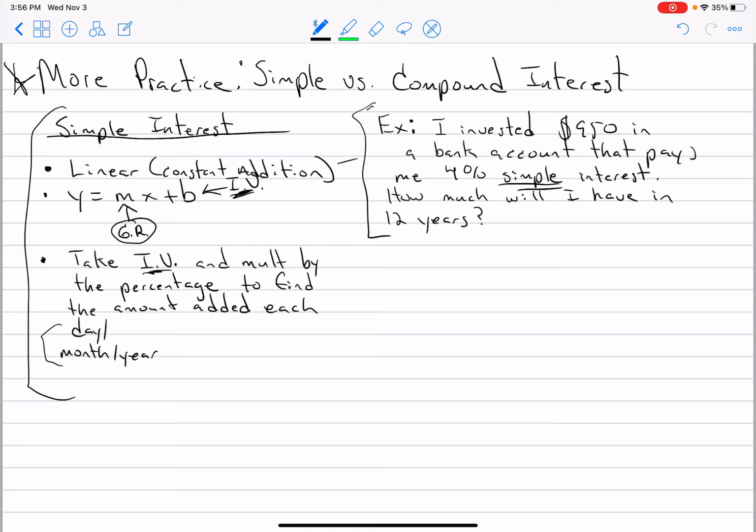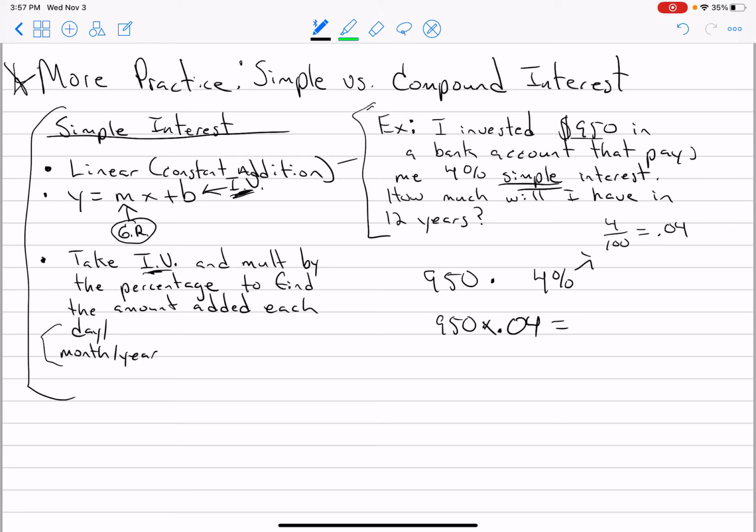All right, it's $950. It says that I have to take my initial value, which is $950, and multiply it by the percentage. So I'm going to take $950 times, and here's the thing. I have to take 4% and change it into a decimal. 4% is 4 out of 100, because it's out of 100%. 4 divided by 100 is 0.04. So I need to take 950 times 0.04.